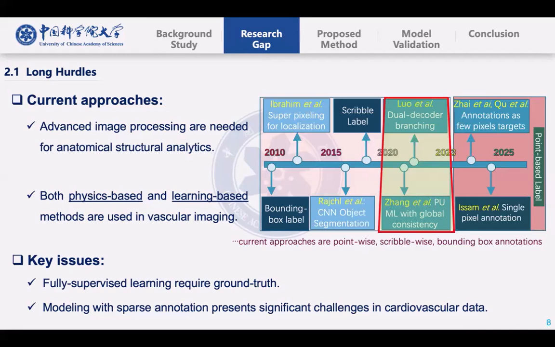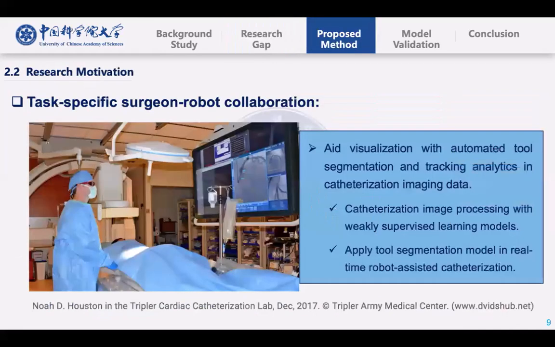In this work, we're using point-based labeling for weak annotation of images obtained during robotic catheterization, and then using that to train a deep learning model using a weakly supervised strategy. This can reduce the burden that the surgeon would face when trying to annotate a huge dataset for fully supervised learning methods. This is to aid visualization as well as automate some of the tasks during the robotic catheterization process. Our motivation is that this can enhance surgeon-robot collaboration during the procedure. For example, tasks such as tool segmentation and tracking analytics can be automated.